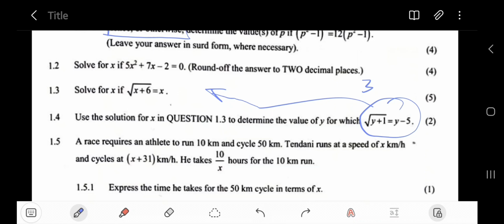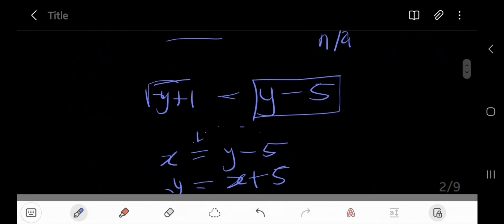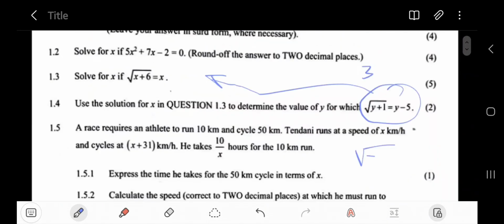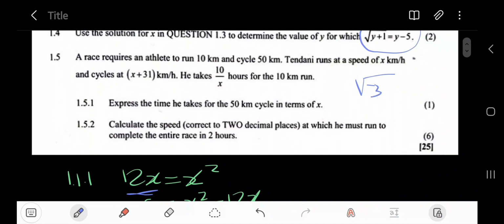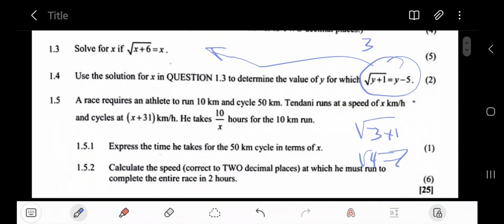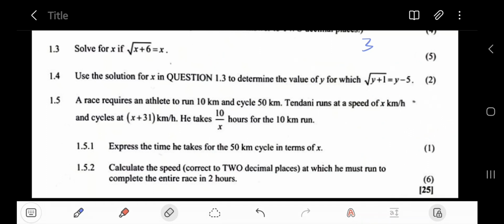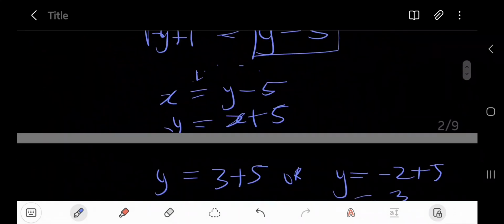Even if you try replacing 3, the root of 3 plus 1, which is the root of 4, is equal to 2. But if I replace 3 where y is on the other side, it's 3 minus 5, which gives me negative 2. That is not a solution because the left hand side is not equal to the right hand side. So we're done with that one.